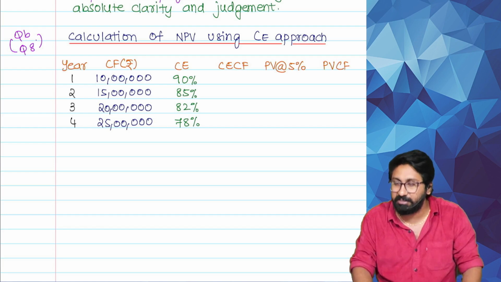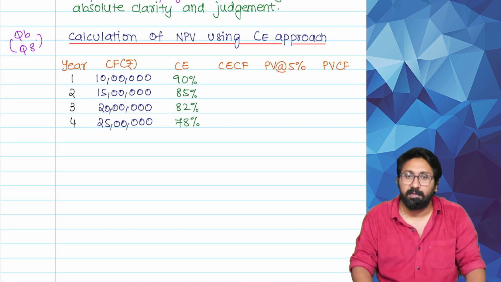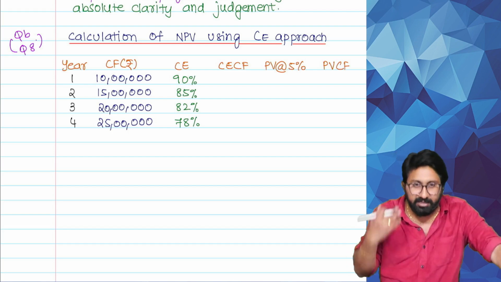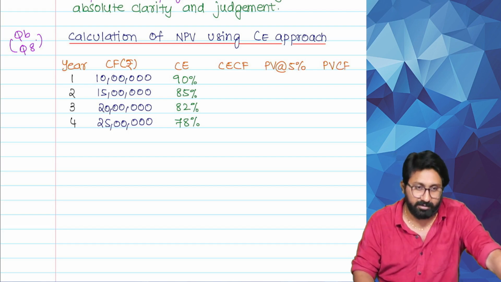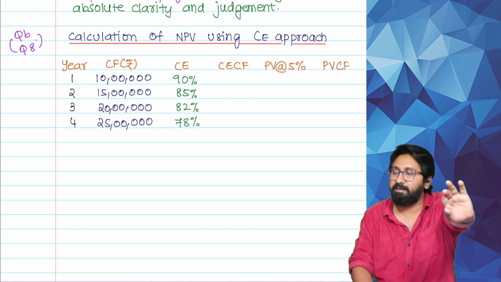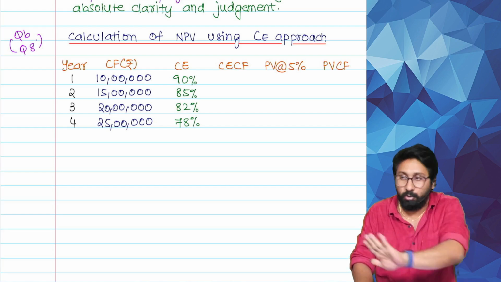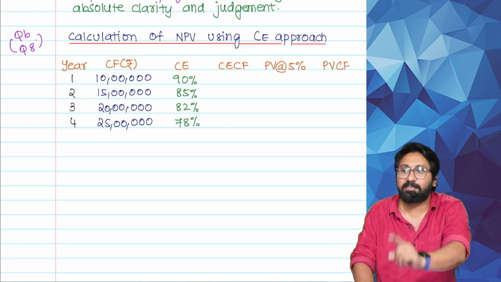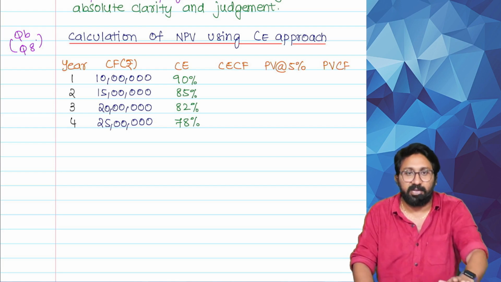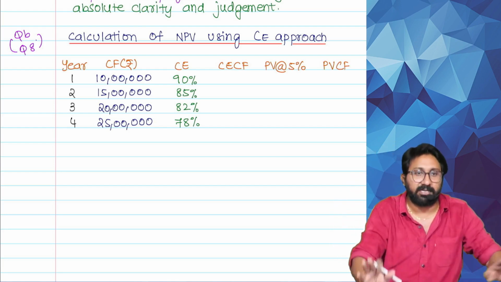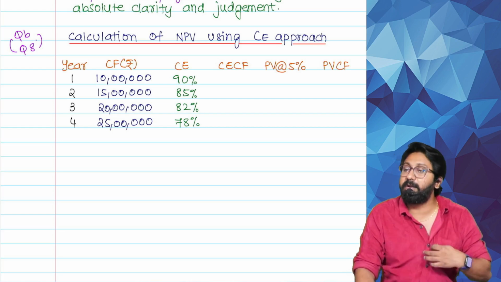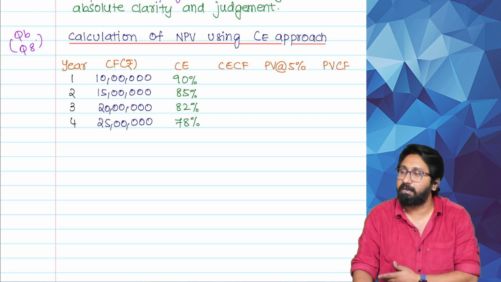90% they are certain. Means how much percent they are uncertain? That uncertain part, you don't consider in the project itself. Exclude it from the project. How much am I expecting? 10 lakhs? No, it's wrong. Don't expect 10. Expect only 9 lakhs. That means in the project, consider 9. Don't consider 10. But exclusion will be done on the basis of certainty equivalent.